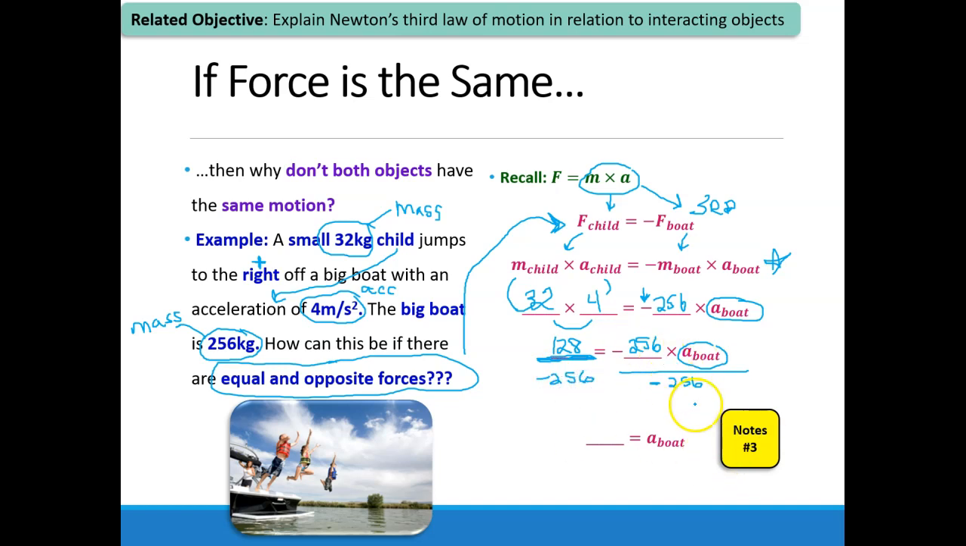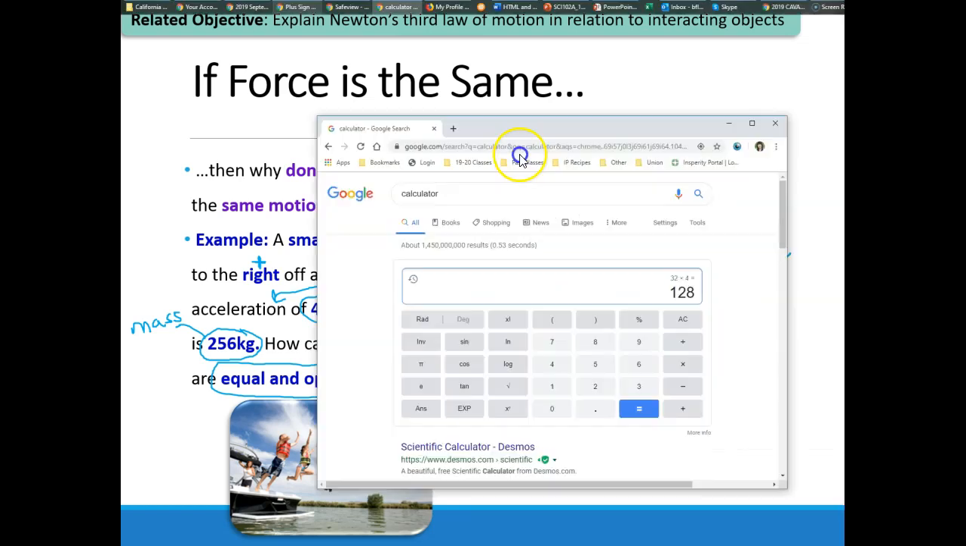Okay, so now what this means is that on the right side, where I did the inverse and divided instead of multiplying, this gets rid of all of this. This all divides out and you no longer see it. So now we just have the A of the boat, the acceleration of the boat, which is what we see right here. And on the left side, we need to do this calculation. So 128 divided by negative 256.